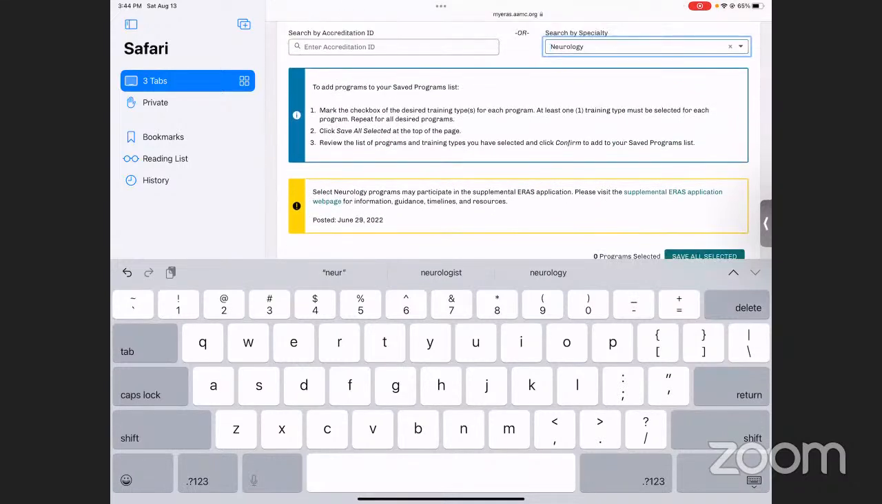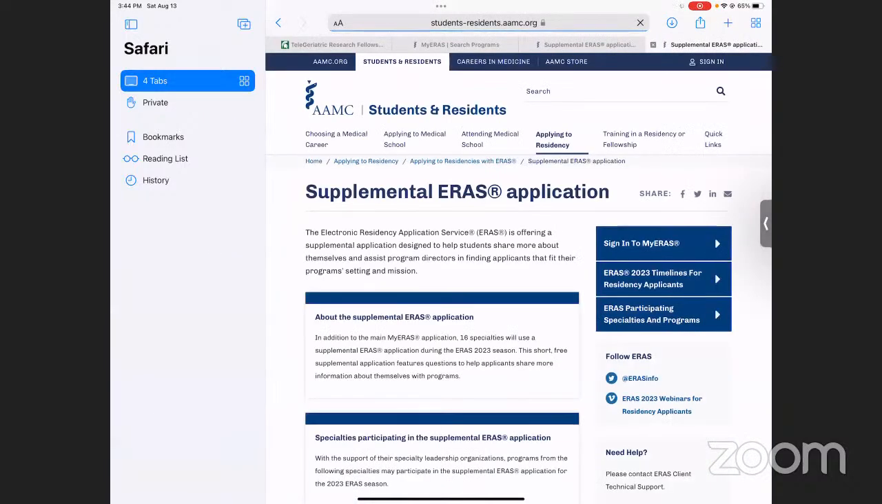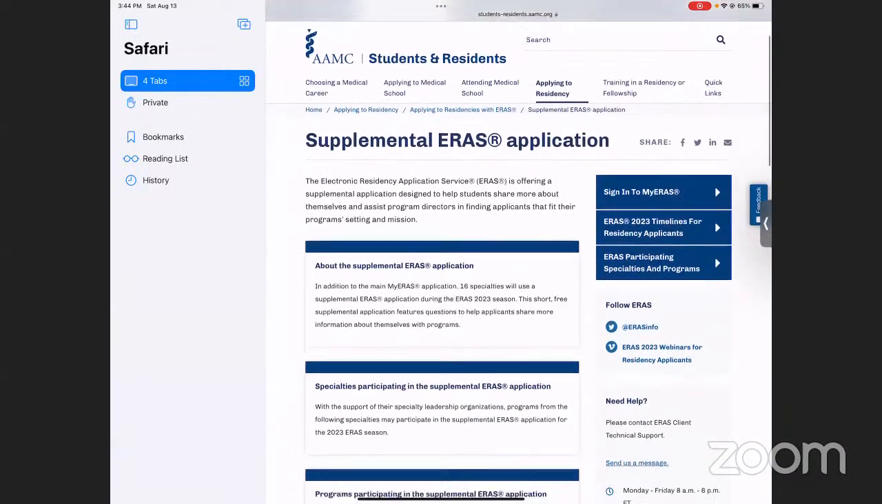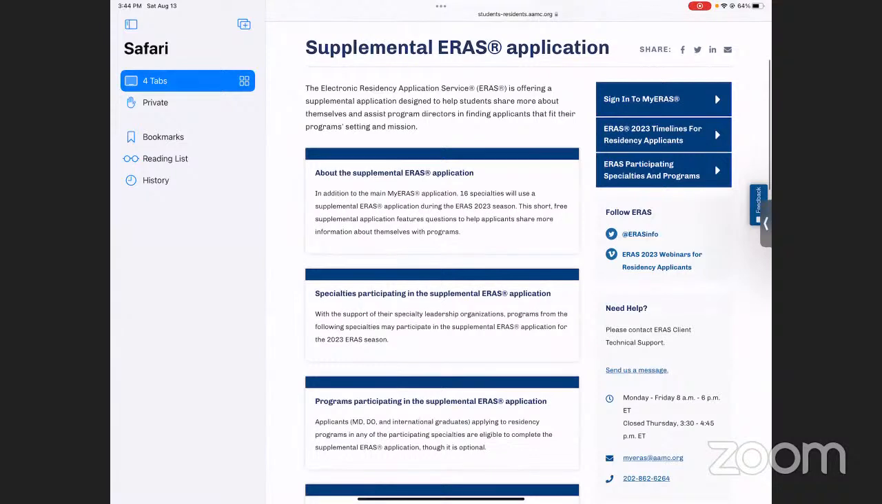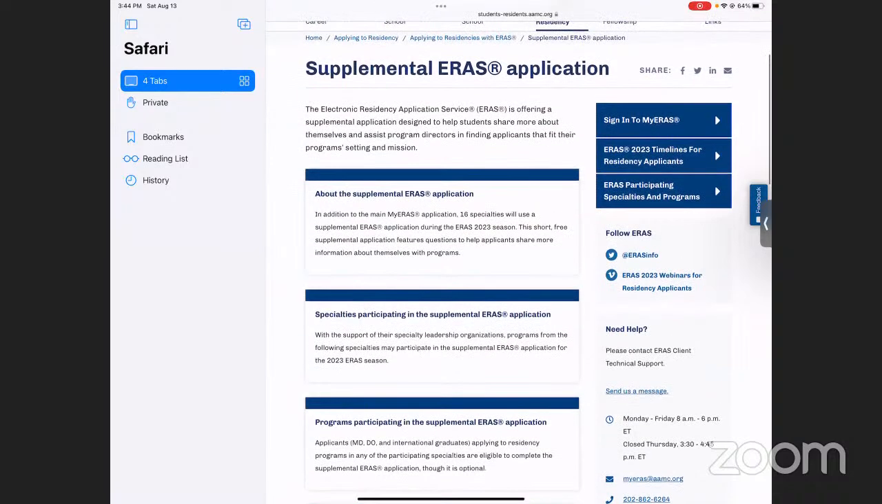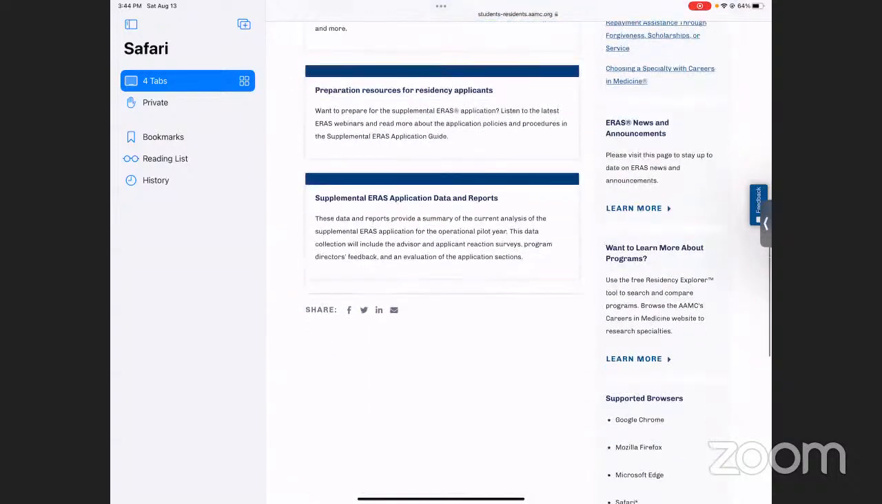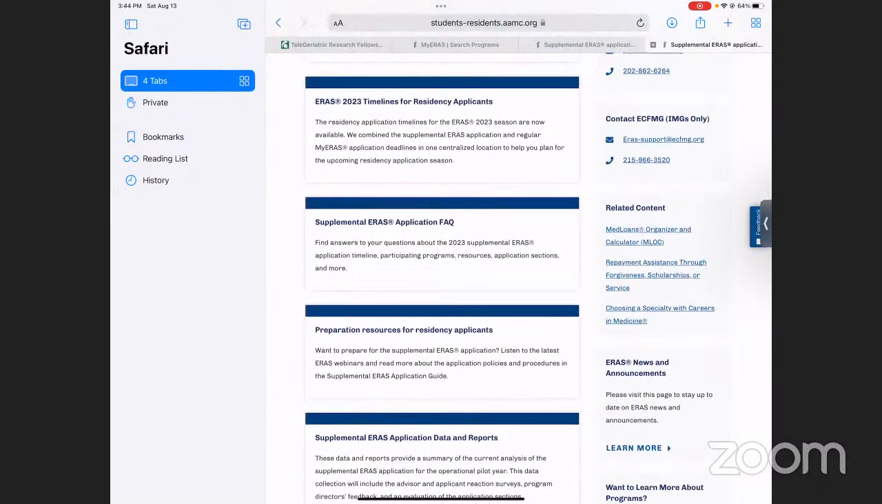I mean the yellow box. They said that select neurology programs may participate in the supplemental ERAS application. Please visit the supplemental ERAS application webpage for information, guidance, timeline, and resources. And when I click the supplemental ERAS, they give a form which involves questions. They said that it's optional. But my question is, should I fill it? Will it increase my chances in programs, or is there no need for it? If someone has an answer, please share your information with us.